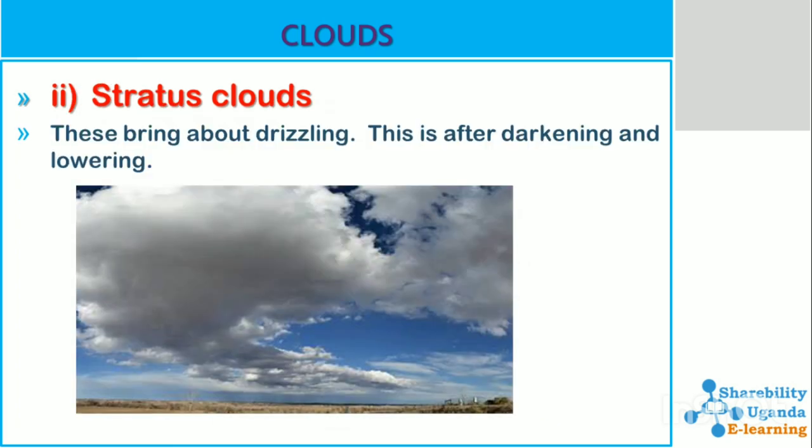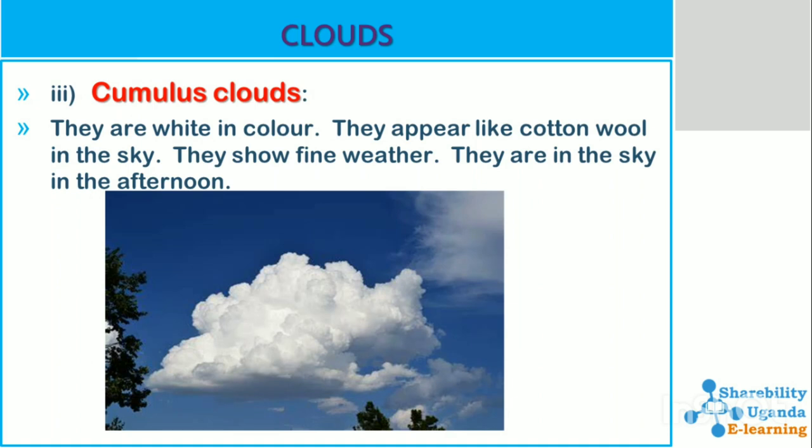And we have another type of clouds which we call the stratus clouds. These are the type of clouds that bring drizzling, or when it's about to rain seriously, that first part of the rain, when it's very small, with small droplets, what we call drizzling, it is all caused by what we know as stratus clouds.